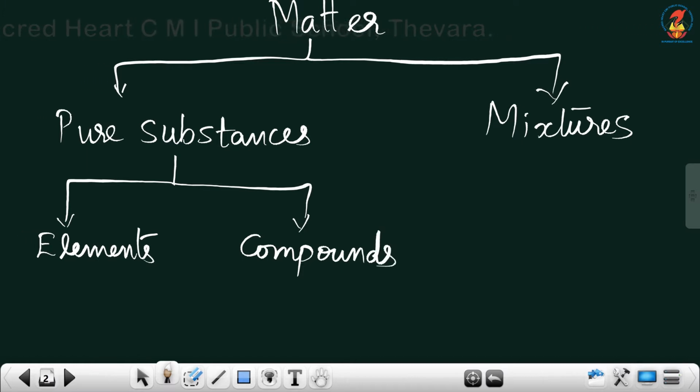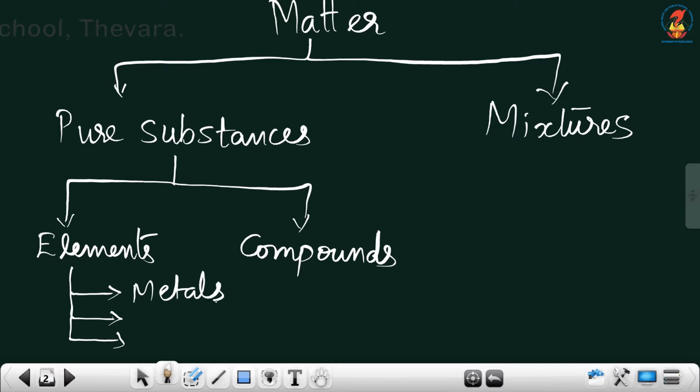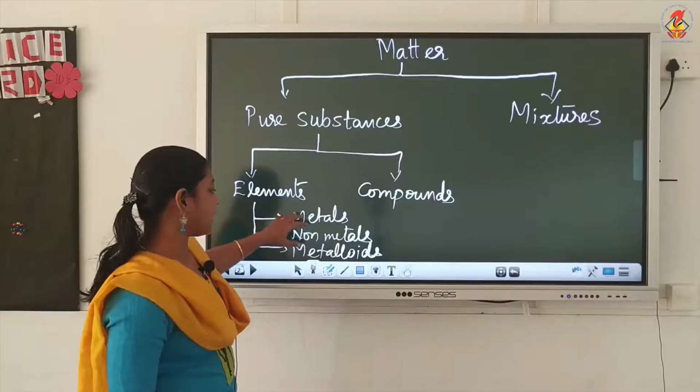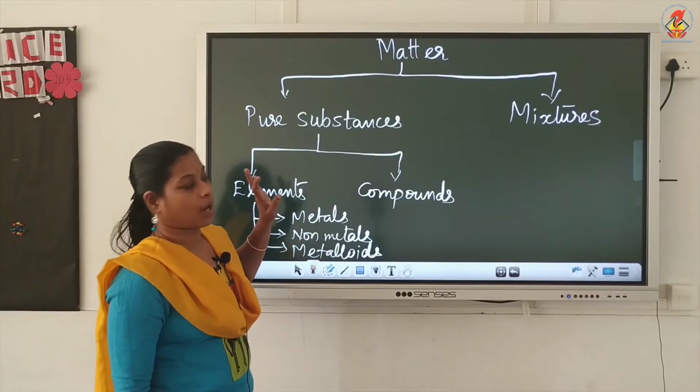And the elements we will classify into three: metals, non-metals and metalloids. Elements are classified into metals, non-metals and metalloids.